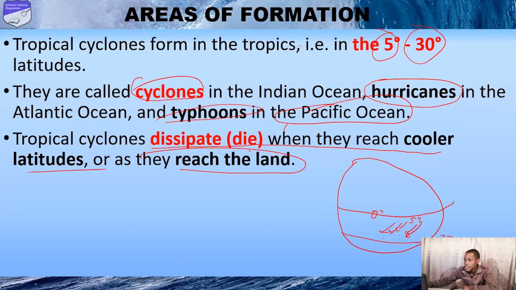Why does it dissipate when it reaches the land as well? It's because of friction. In the ocean, it is just a flat surface, so a cyclone does not collide with anything. But when it reaches the land, there are mountains, there are trees, there are buildings. The land is not flat. So the cyclone, while it's rotating, is going to collide with buildings or trees or mountains, which is going to cause it to die. That is friction.